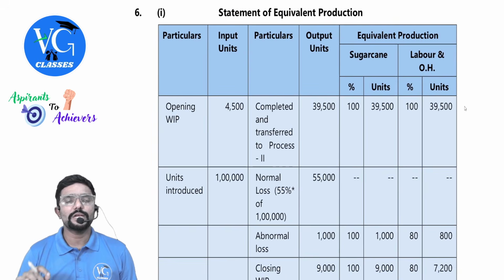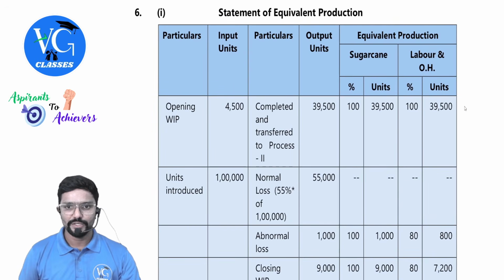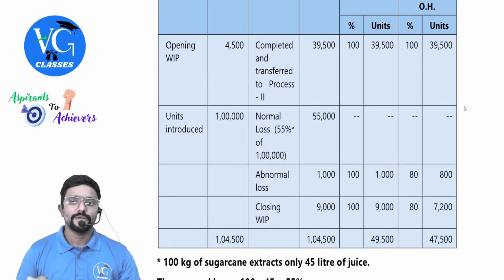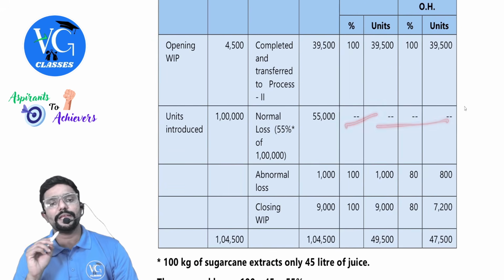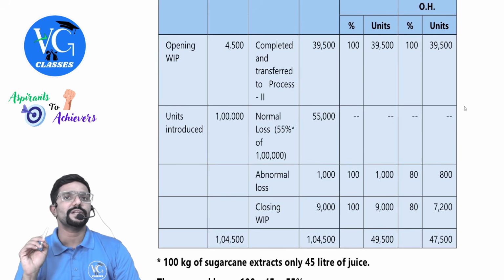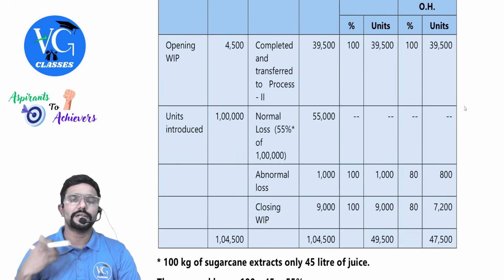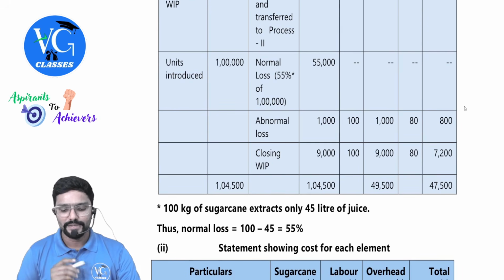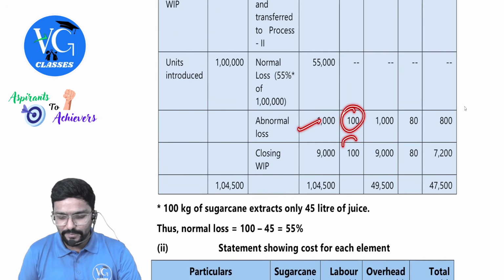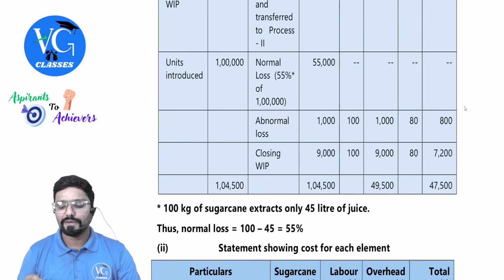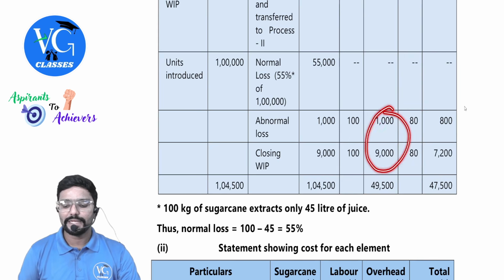Now coming to the equivalent production calculation. For completed units, 100% work is done. For the normal loss, we will not consider anything for units calculation, because the cost of normal loss units will be absorbed by the remaining units, guys. Abnormal loss is 100% complete with respect to material, as is closing WIP, whereas with respect to labor and overhead it is 80%. So accordingly calculate.